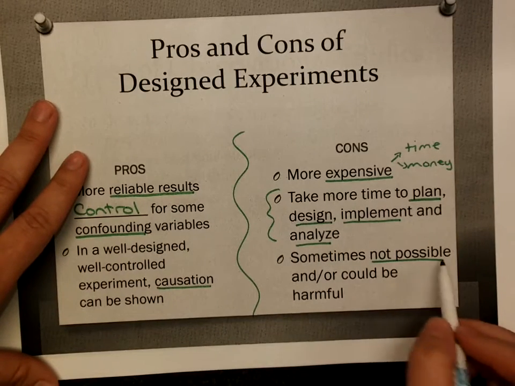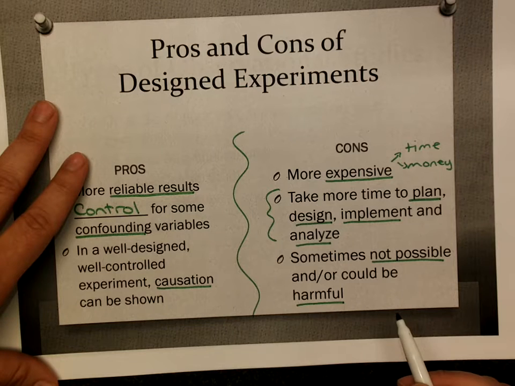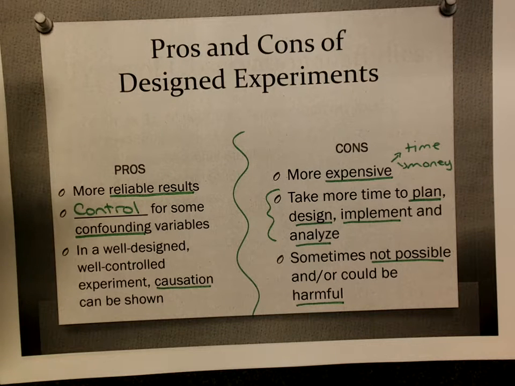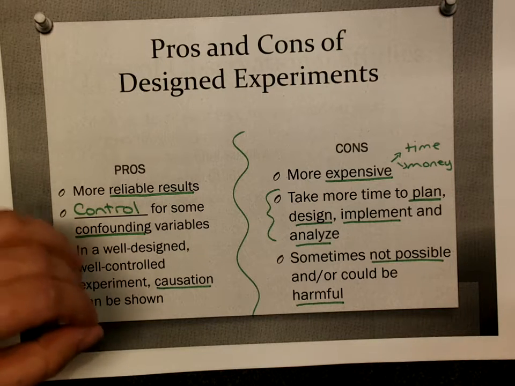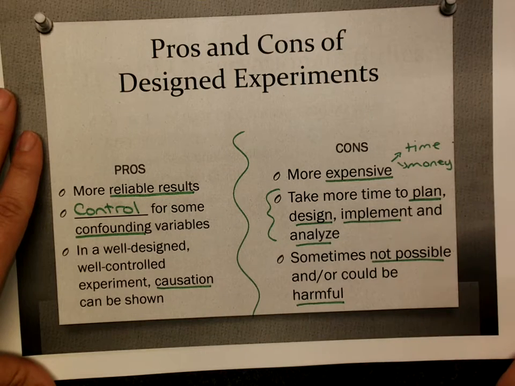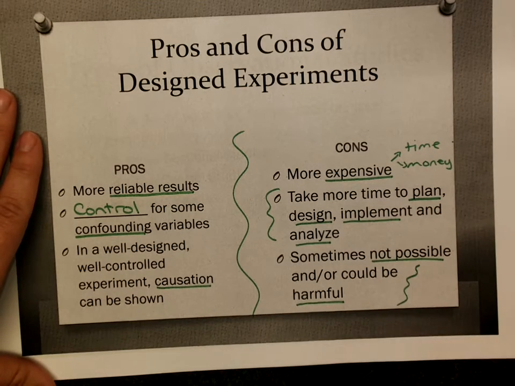And sometimes it's not possible, or it could be harmful to run experiments. If I wanted to run an experiment on smoking, I can't make a group of people smoke that are not current smokers. If I was studying tattoos, I wouldn't make people get a whole bunch of tattoos. If I was studying hair loss, I couldn't make someone lose their hair. So there are some situations where you just cannot run an experiment. You have to do an observational study. Designed experiments are great if you have the time and the money and the resources, and you're not going to hurt anybody in the process.